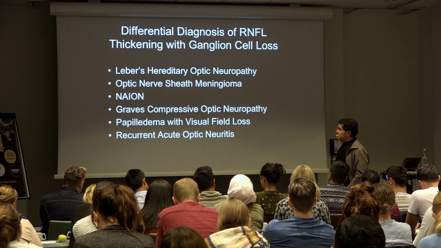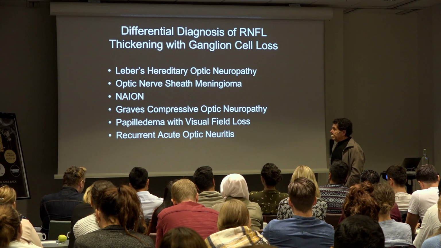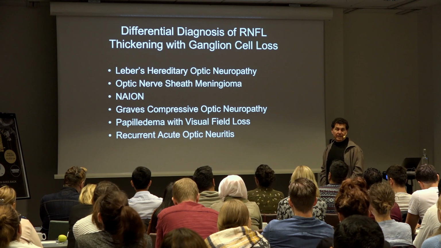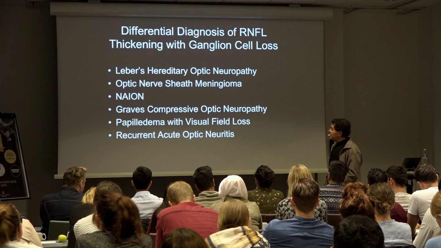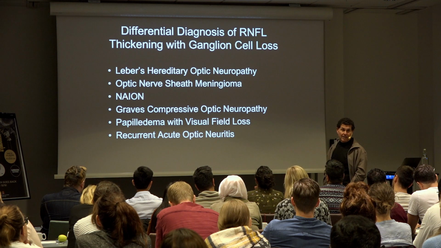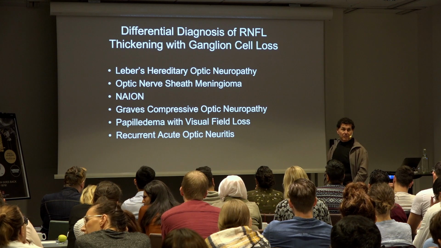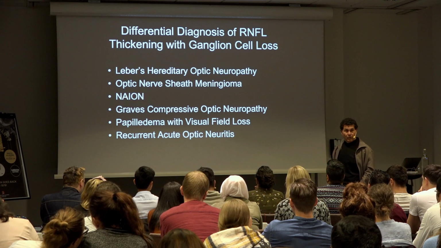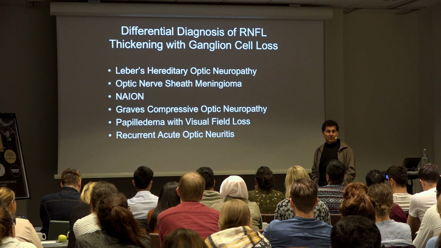Leber's, remember, I think Dr. Newman will speak to this later, mitochondria are important for axoplasmic flow. So if you have a mitochondrial problem, you can have axoplasmic flow stasis, and then you have an appearance of a swollen nerve. Papilledema, so we know we have axoplasmic flow stasis in that case. NAION, ischemia causes axoplasmic flow stasis, so that's the mechanism there. And optic neuritis, an inflammatory optic neuropathy, and conduction block, you're going to have swelling.